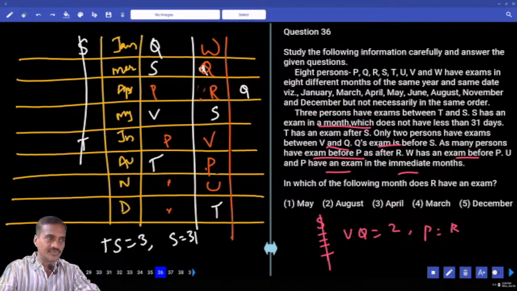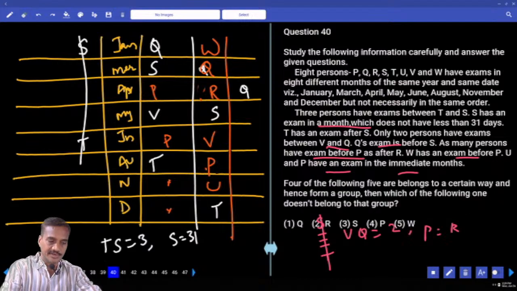Done? Now this is the final arrangement. Question number 36 to 40. Done with this? Are there any questions left out in this paper?